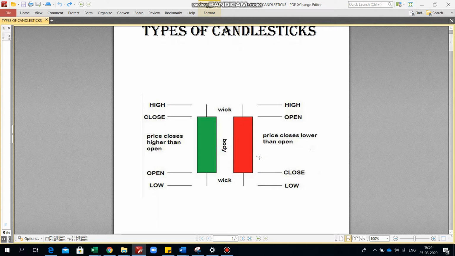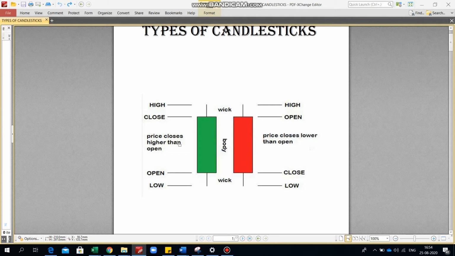The basic candle represents the price. When the price is moving up, it will be represented with a green candle. When the price is going down, it will be represented with a red candle. When a positive thing is happening, it's a green candle; when the price is going negative, it's a red candle.